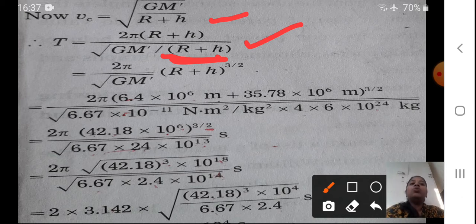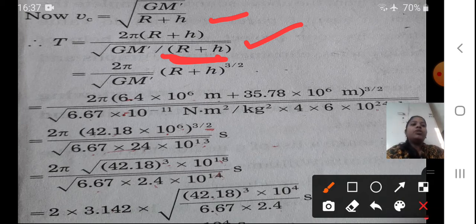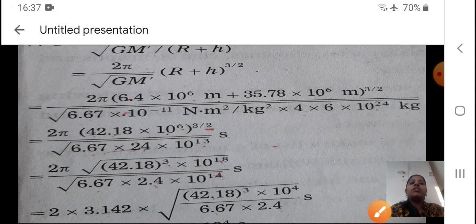Now 2 pi, I have substituted all the values. When I do the calculation, students, you can see what value we are going to get.